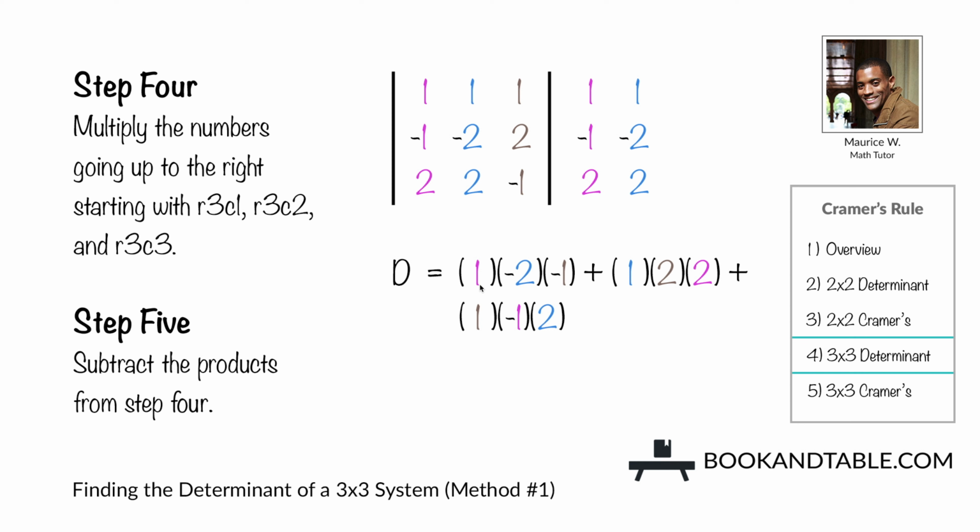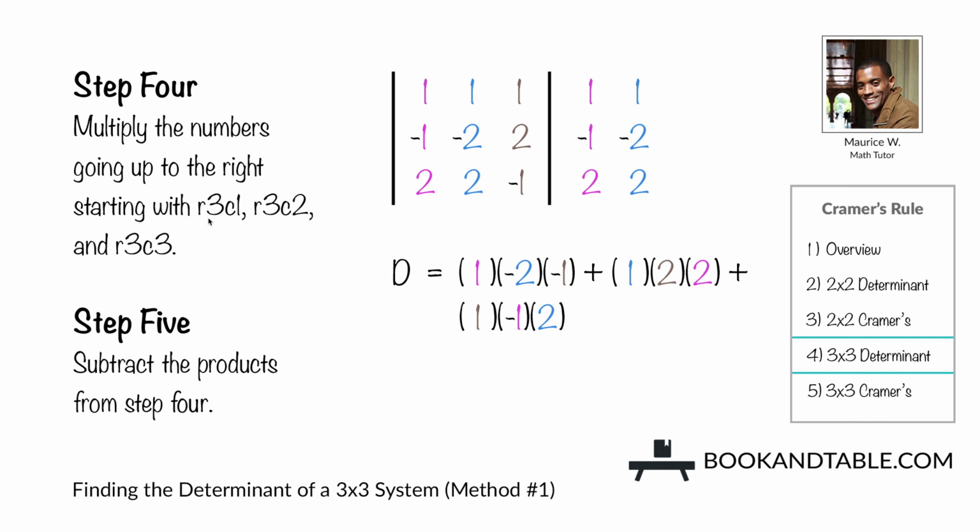Now, step 4 and step 5, we first want to multiply the numbers going up to the right, starting with row 3, column 1, row 3, column 2, and row 3, column 3. So this time we're moving up, and instead of starting with row 1, we're starting with row 3. And now when we multiply these numbers, instead of adding these products, we're going to subtract them. So we'll place a negative or minus sign in front of each product.